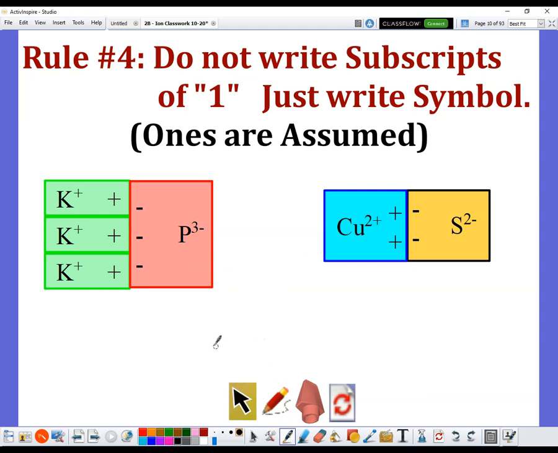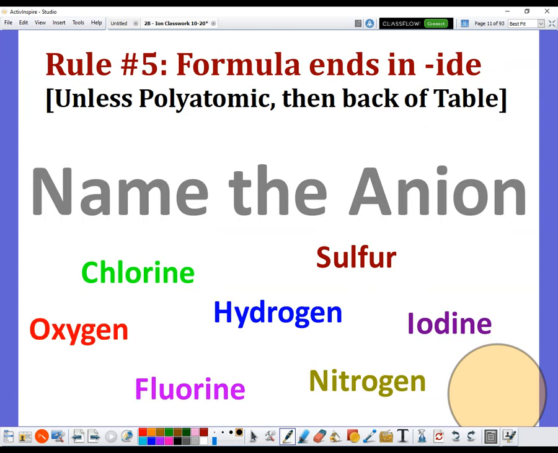So as we are sitting here, we have got our K3P, so we're going to write K3P, but we are not going to write a 1 here. Now over here we got a +2 and a -2, and if you remember, that just means they cancel. And we've got CuS. And so that's done. That's it. That's set.